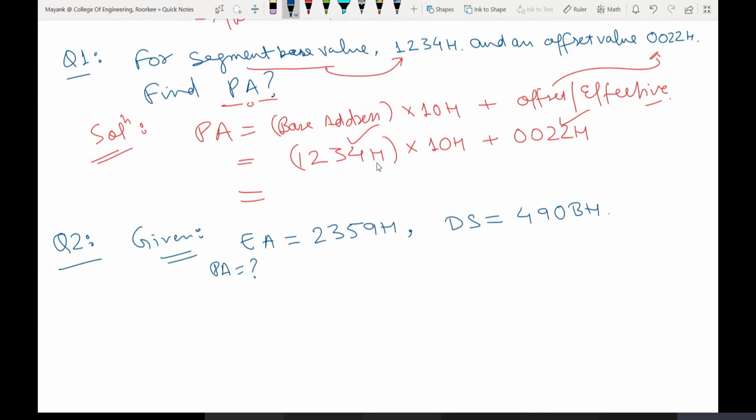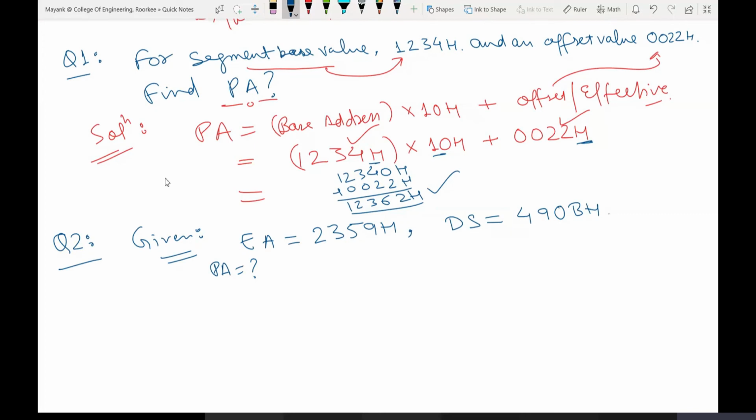Let me tell you how to do it. Since we have the same base here, 1234 will simply be multiplied by 10 and the answer will come out to be 12340. Since it again has the same base, they will simply be added with 2200. Fine, and the answer will come out to be 12362H. Those who are still not getting it, I don't know how to handle you if you do not know how to multiply and add two numbers. The answer for the first one is 12362H.